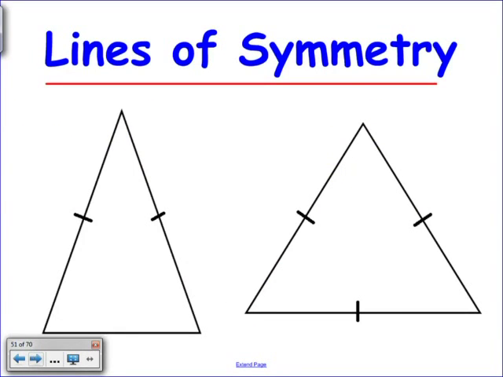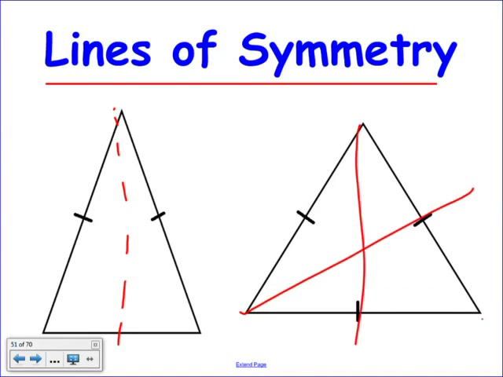So different shapes have different lines of symmetry. The triangle on the left, which is an isosceles triangle, has how many lines of symmetry? 1. It has 1 straight down the middle. Can't fold it anywhere else because I can't map it. An equilateral triangle, however, has how many lines of symmetry? 3. So if I go from the centre through there, through there, through there, I have 3 lines of symmetry.